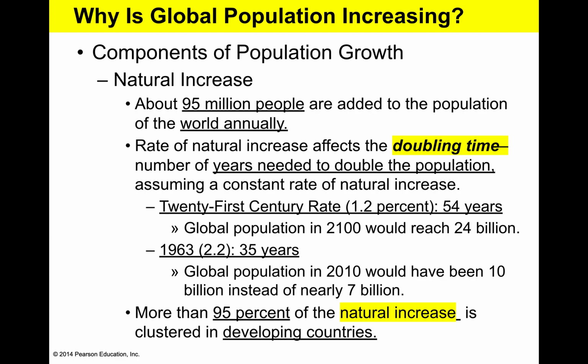1963, I already mentioned, was the highest natural increase rate. And then the global population was projected to reach 10 billion by 2010, and by 2010 we reached just 7 billion. Remember, more than 95% of the growth is in developing countries.